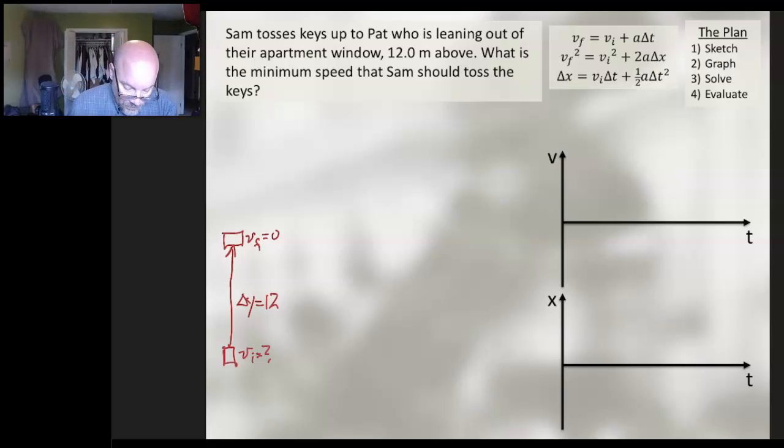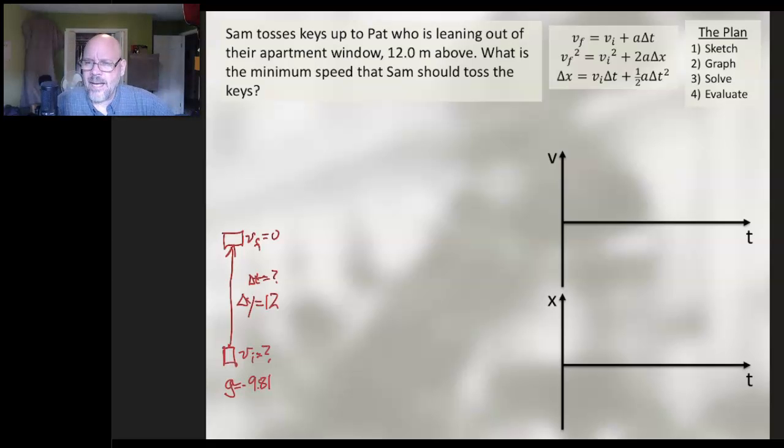Now, we do not know the time of flight, delta T. We don't know that. We do know that gravity is minus 9.81, and I think that's about all we got. So with our sketch, we're writing down all of the information that we have, putting it right there on our sketch so it helps our brain process what's going on. We're looking for an initial speed.